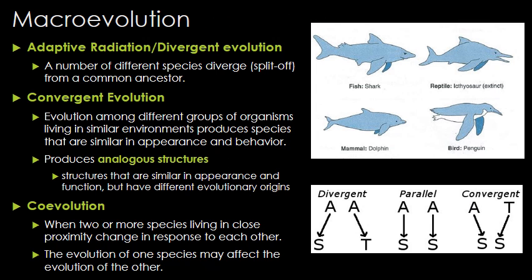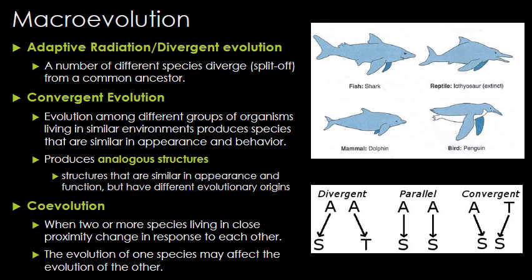Looking at macroevolution overall, there are a couple of different patterns you need to be aware of. Adaptive radiation or divergent evolution are just two words for the same thing, where a number of different species diverge or split off from a common ancestor. This occurs when, over many generations, organisms whose ancestors were all the same species evolve a variety of characteristics which allow them to survive in different niches. So say when the dinosaurs died off, mammals had a divergent adaptive radiation to fill in all those empty niches.